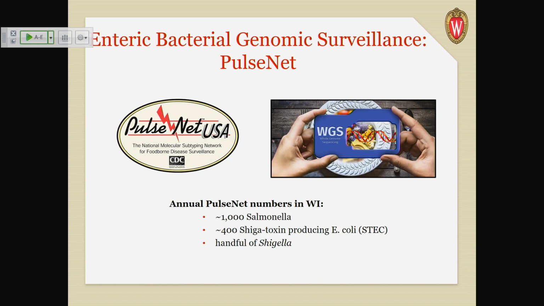In terms of another main aspect that we've used sequencing for is PulseNet. Just threw up a couple of numbers here. It's about 1,000 Salmonella in Wisconsin each year that you all send to us, thank you, and that we sequence. It's about 400 Shiga-toxin E. coli and a handful of Shigella and Listeria.